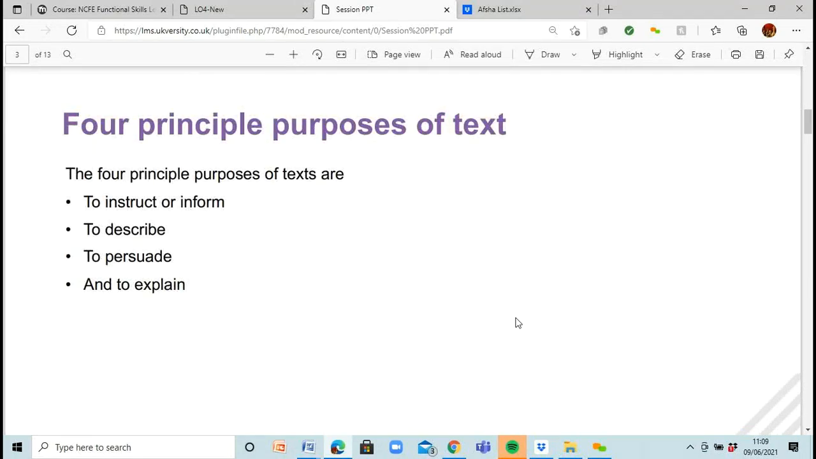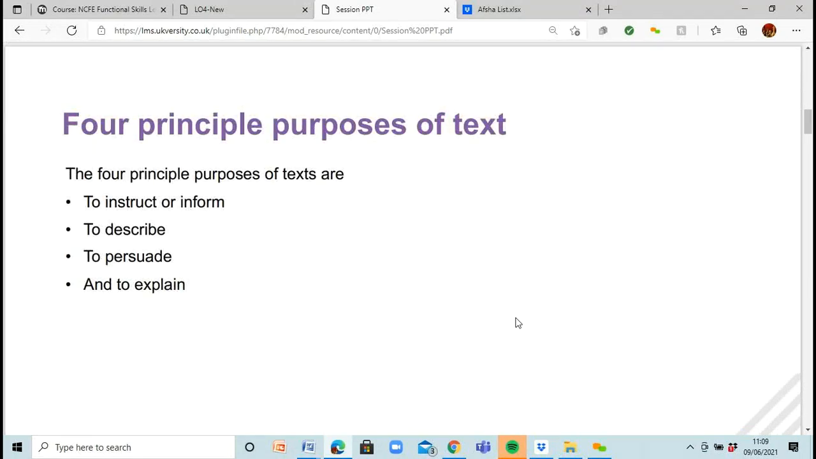So we've got 4 principal purposes of a text. Now, these purposes of the text are there just to let you know why you're reading this or what this is for. You might get a piece of written work that will give you instructions or give you information. It's there to inform you about something that is happening or has happened. The piece of written work might be there to describe something. It might be there to persuade you.